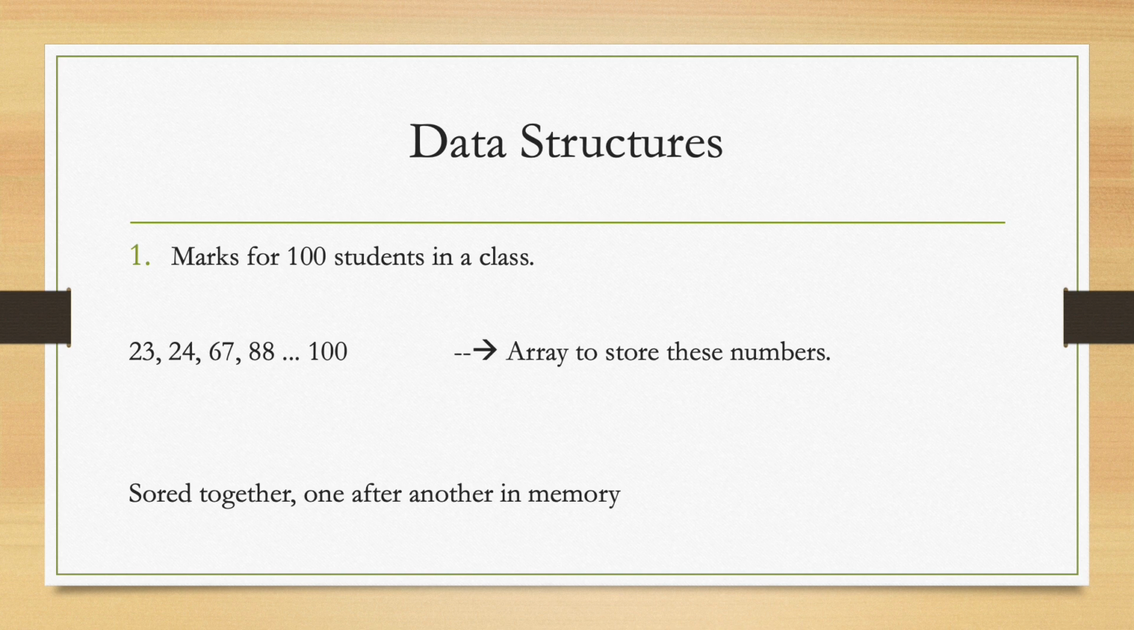Let's take every example and see what the appropriate data structure for them is. Marks of 100 students in a class. You may all be familiar with it. We store this in an array. So in an array, we store 23, and 24 is stored in the adjacent location to 23. So they are all contiguous together, so it is easy for us to access this information.